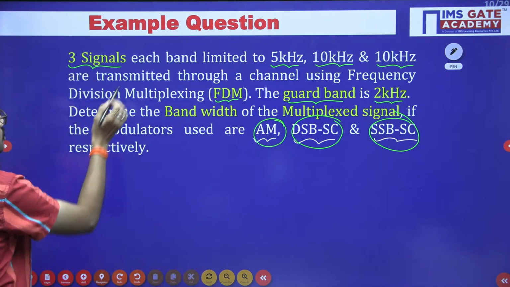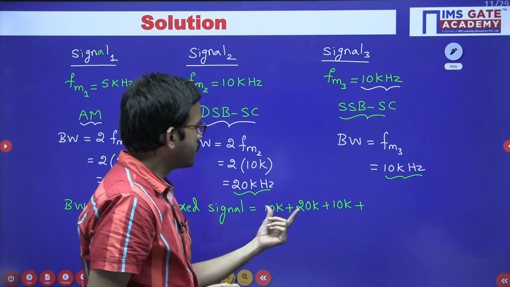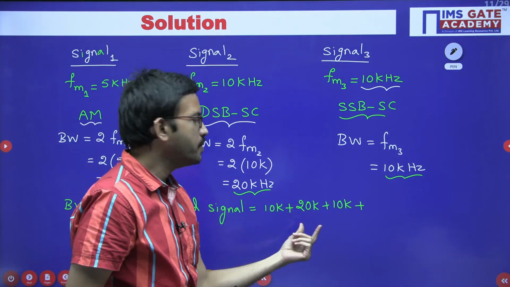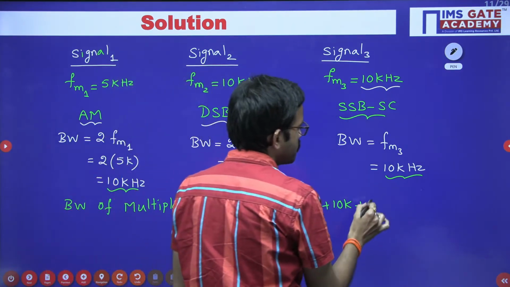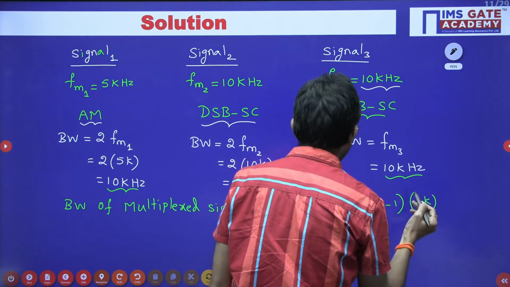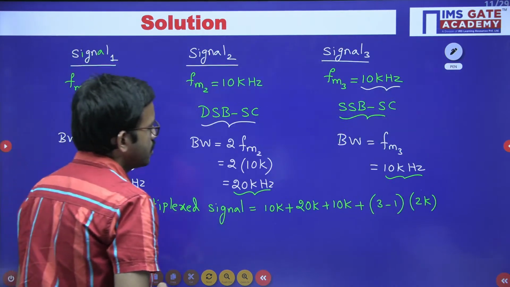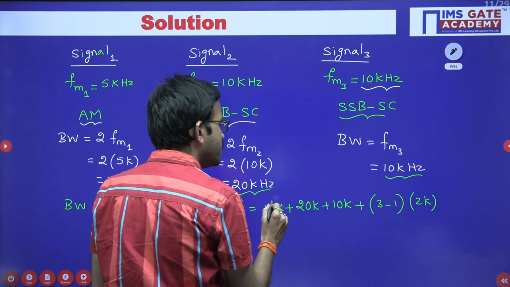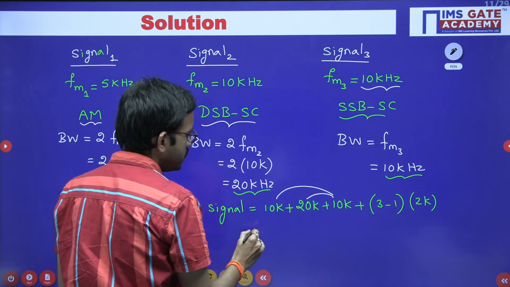Now since the total number of signals are 3, 2 guard bands are sufficient. Yes or no? For separating first 2, we require 1 guard band. For separating second and third, we require 1 guard band. Right? So 3 minus 1 into 2 kilo. Okay. So that means here 10K plus 10K, 20K plus 20K. That means 40K.